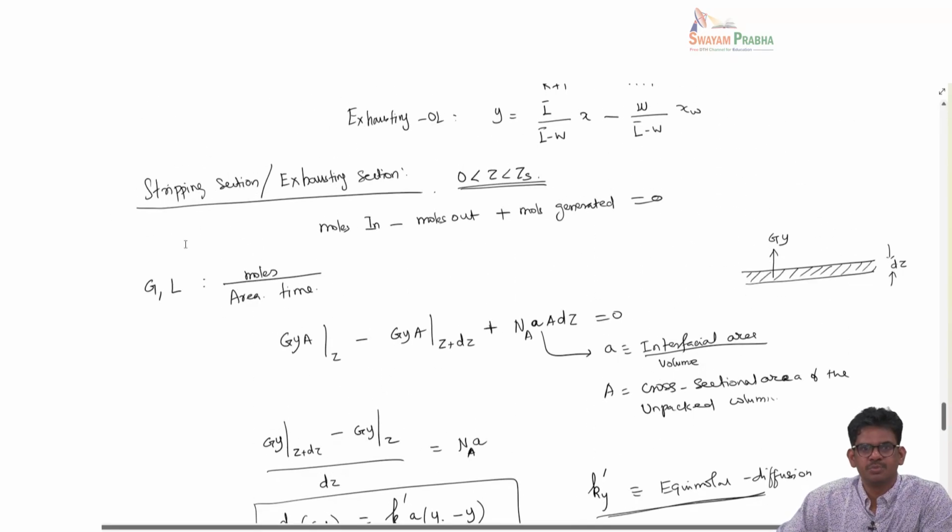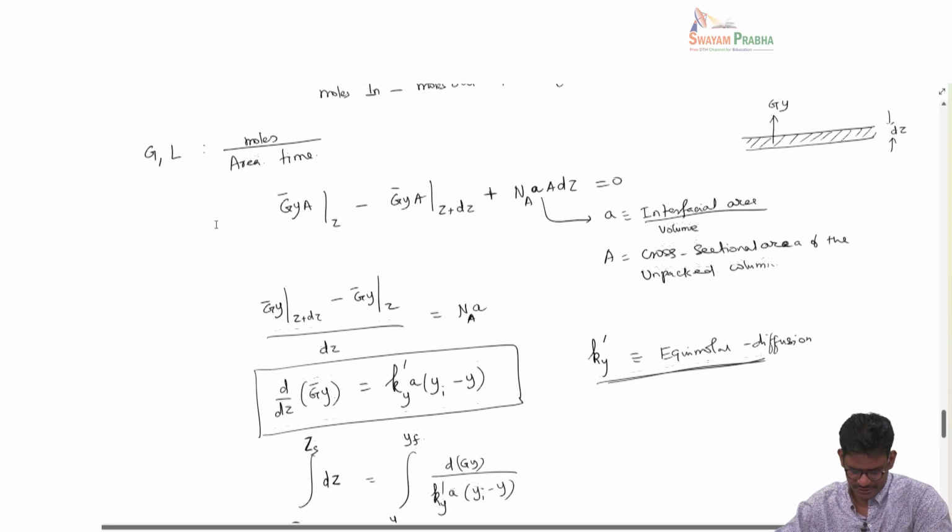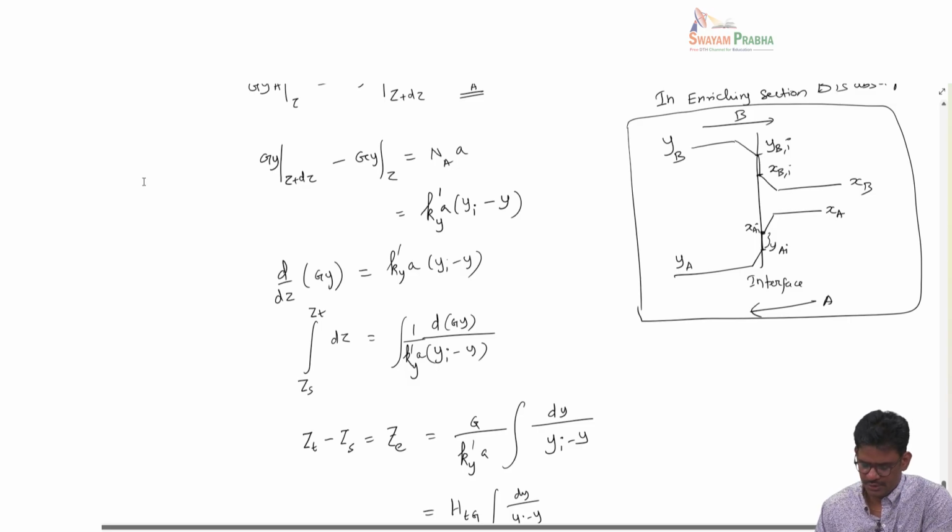So let me also make a small correction here. In the stripping section, we use this G bar here because the gas flow rate, the vapor flow rates, are different in the two sections, and here the limit should be YF to Y1.